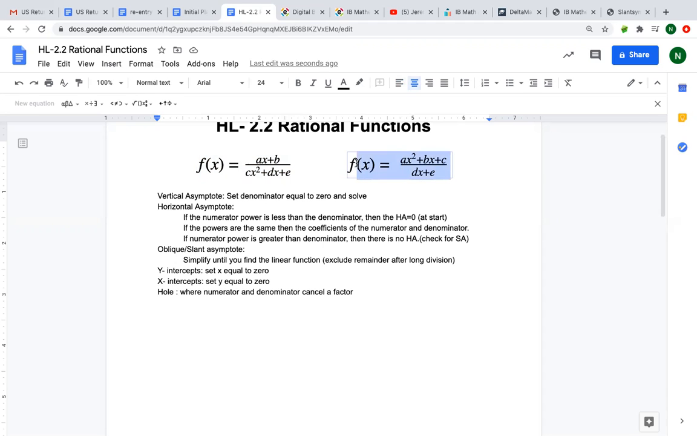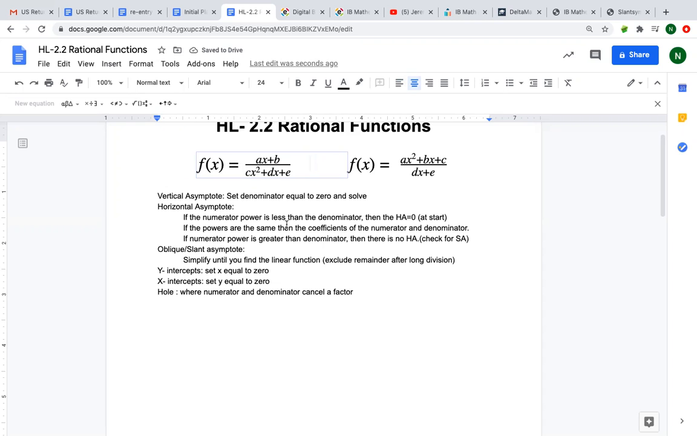This one, however, would just have one vertical asymptote where the denominator is equal to 0. As far as horizontal asymptotes, if the numerator power is less than the denominator, then the horizontal asymptote will start at 0. So that would be an equation that looks like this one. Then the horizontal asymptote will start at 0, meaning that if there's an additional vertical shift off on the side like this, then it would change. You would do 0 plus whatever that C value is, but we're not talking about that.